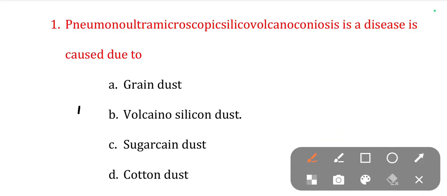The right one is option B. Option B is volcanosilicon dust. It is the cause for pneumonoultramicroscopicsilicovolcanoconiosis.